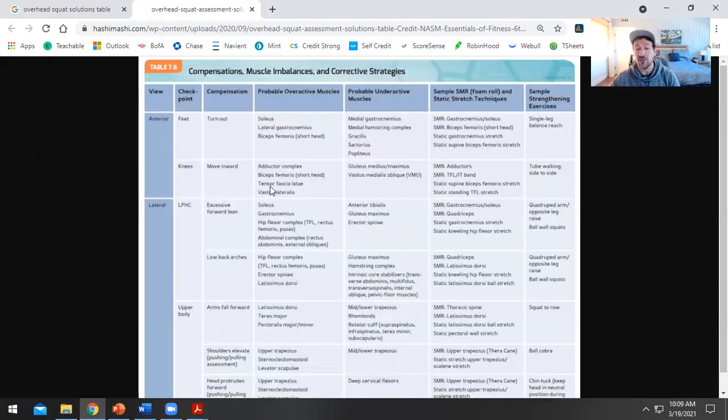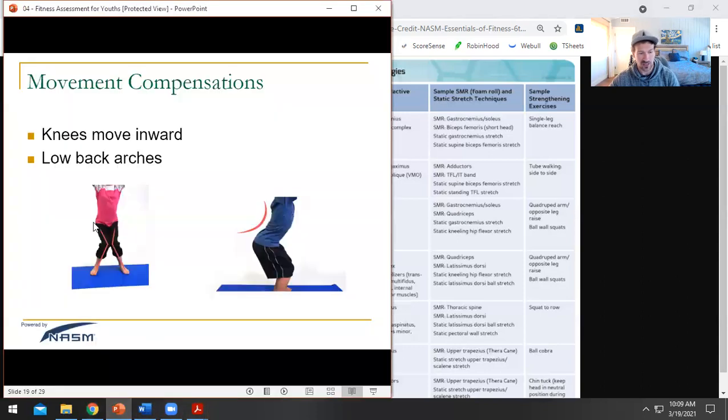We see the TFL, your tensor fascia latae, which is this little muscle up here in the hip that runs from your ASIS over to the greater trochanter of your femur. It's the knob on the front of your hip that runs to the knob on the side of your hip, almost like next to your butt. So that little short muscle right there is a hip flexor, but also an external rotator, which is what we're seeing down here, right? We're seeing that external rotation, right?